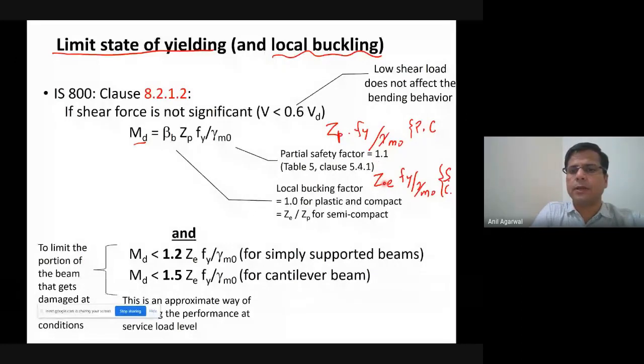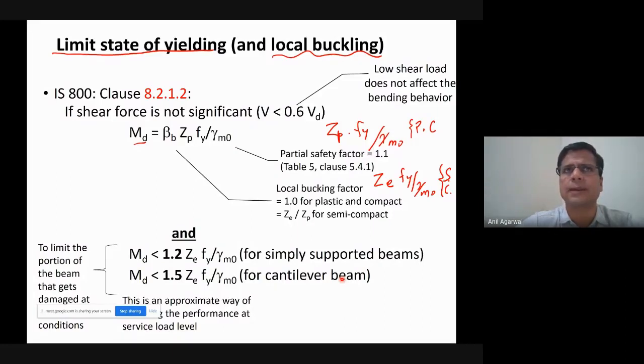Okay, so of course ZP will be larger than ZE, but if ZP is much greater than ZE, in that case you cannot use more than 20% of ZE here, and you cannot use more than 50% of ZE here, if the beam is simply supported beam and if the beam is cantilever beam. This is where we had, I think, stopped the discussion last time, and I had asked you to think about it. Why should this be?